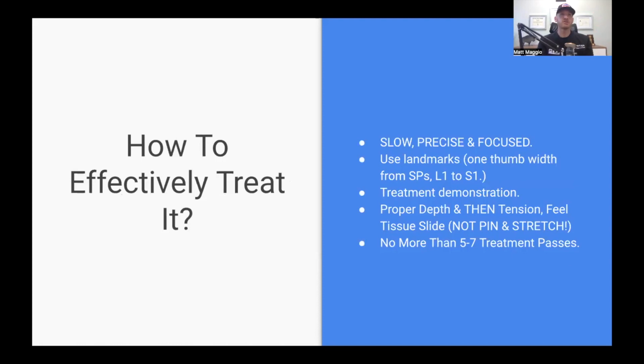So how to effectively treat it? I talk about this in all the videos, but you want to be slow, precise, and focused. Don't be in a rush. You want treatment to be like a medication. You want to do enough to be effective, but you don't want to over-treat it and in turn cause a lot of flare-ups and more inflammation in there.